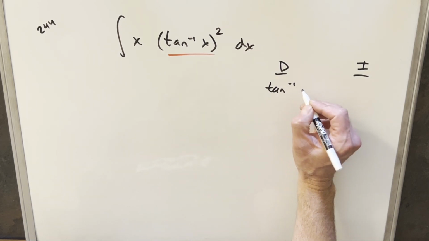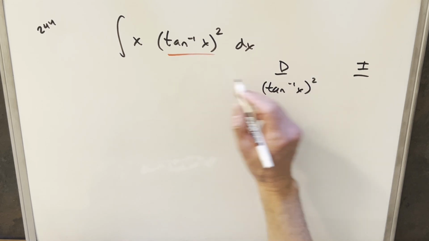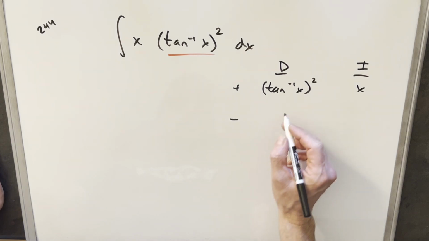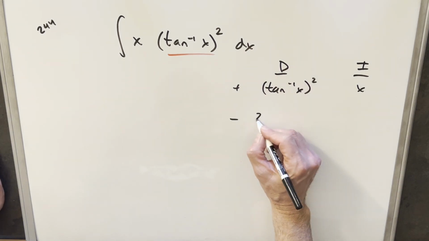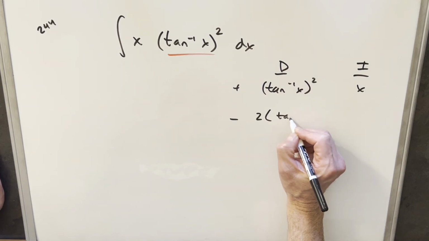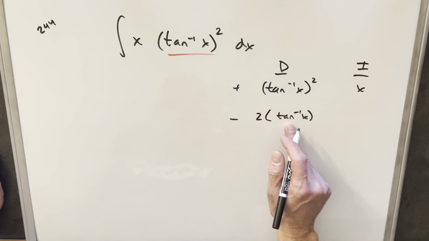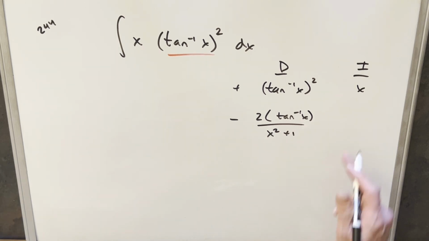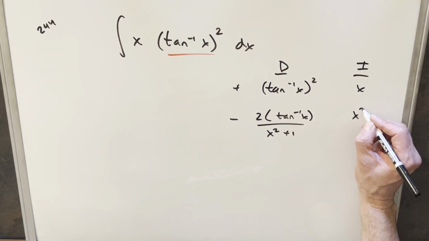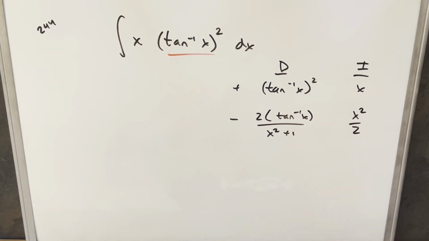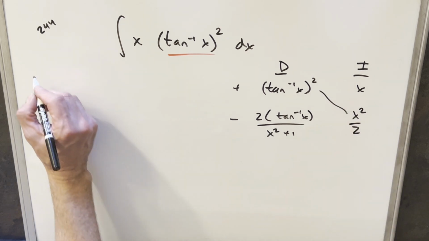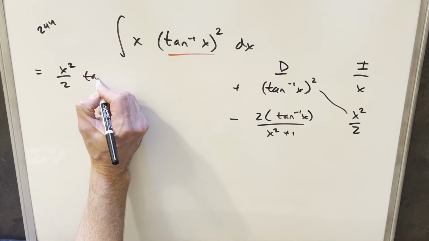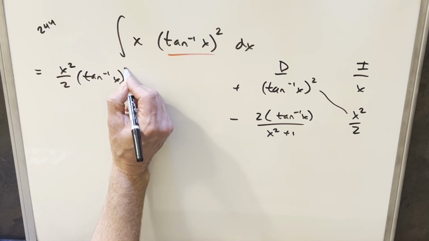We'll have here arctan of x squared, and I'll just integrate the other part, which is x. So we'll go ahead and differentiate here. First, we'll use the power rule, and we'll get 2 arctan of x. Then chain rule on this is going to give me 1 over x squared plus 1. Take an integral over here of x, and we're just going to have x squared over 2. And so this is going to give me part of the solution right there. So I'll just write that down. We're going to have x squared over 2 arctan x squared.